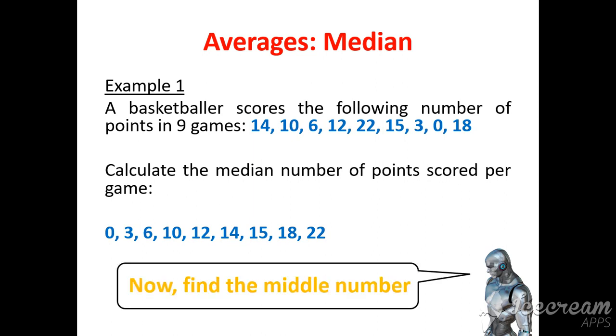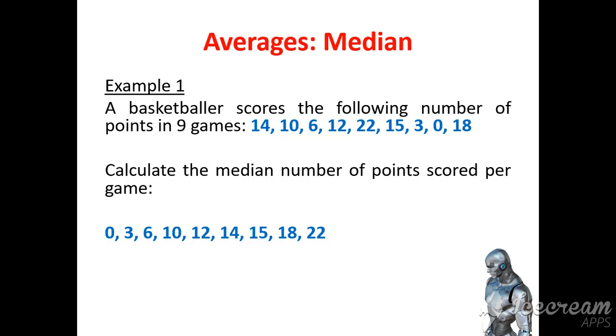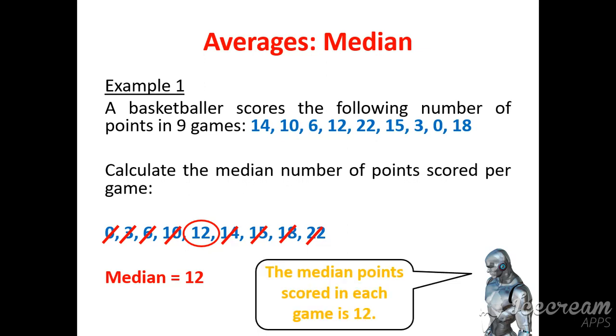Right, so now we've got to find the middle number. To do this, I like to go across one off the bottom and one off the top at the same time. One off the bottom, one off the top, one off the bottom, one off the top, one off the bottom, one off the top, and I can find my middle number, which is 12. So my median is 12. The median points scored in each game for this basketballer is 12.